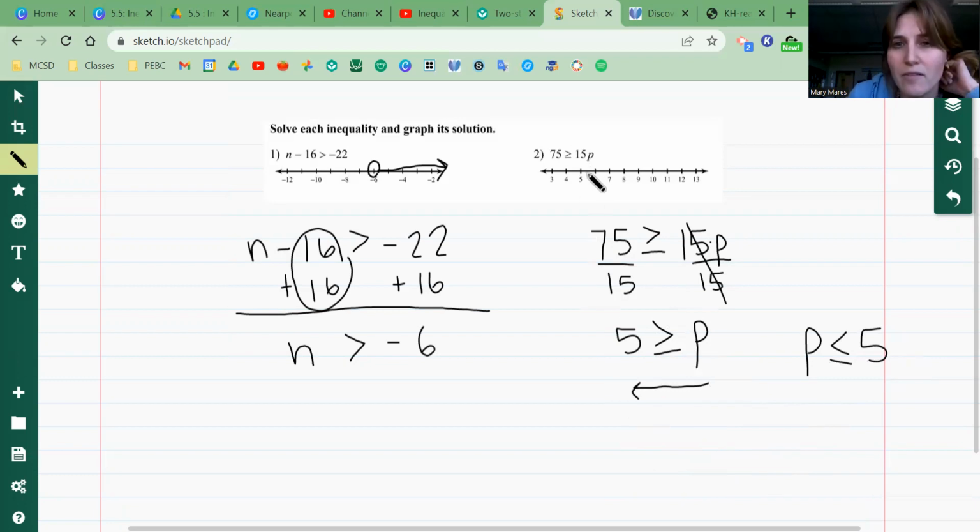So I go to my 5, and this time I'm going to draw a closed circle because it's less than or equal to. And since it's less than, I need to go to the left. And that's my final answer.